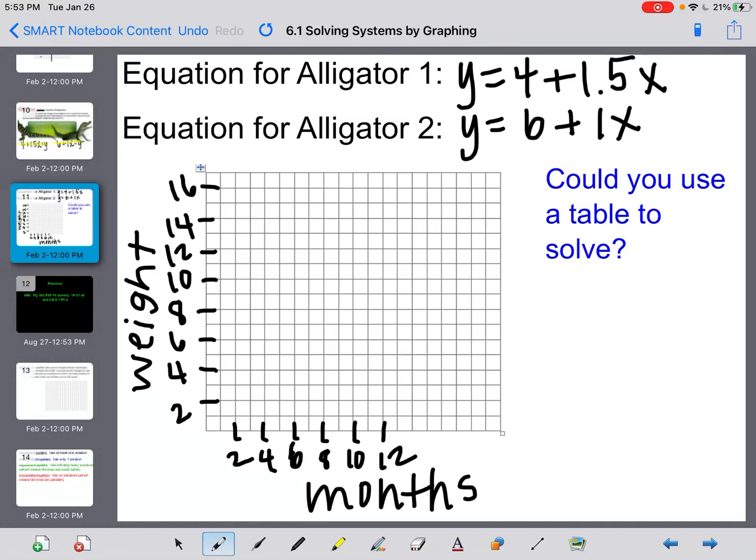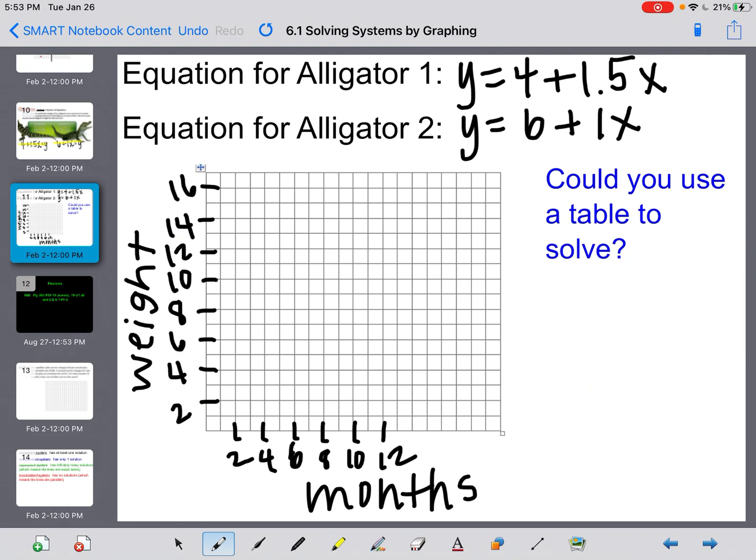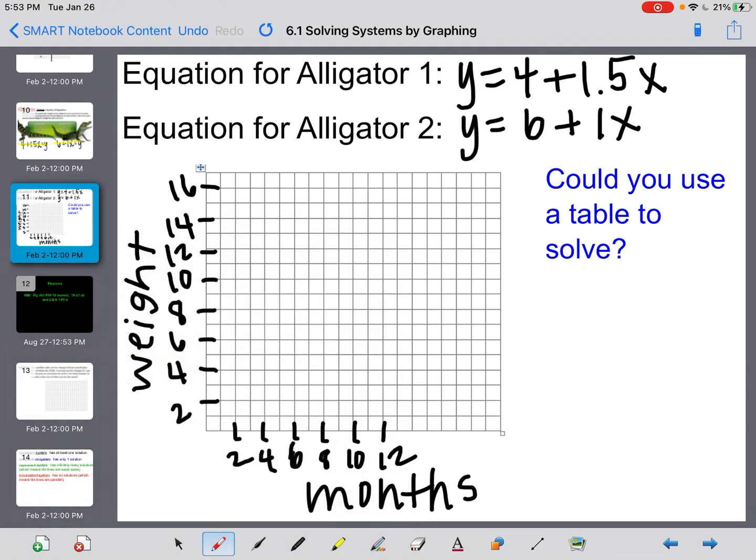Chapter 6, Section 1, Part 2. We're going to answer that alligator question from yesterday. The equation for the first alligator, if you remember, was 4 plus 1.5x, and alligator number 2 was 6 plus 1x. Now we're going to use those and graph them to find out exactly when they will be the same weight.